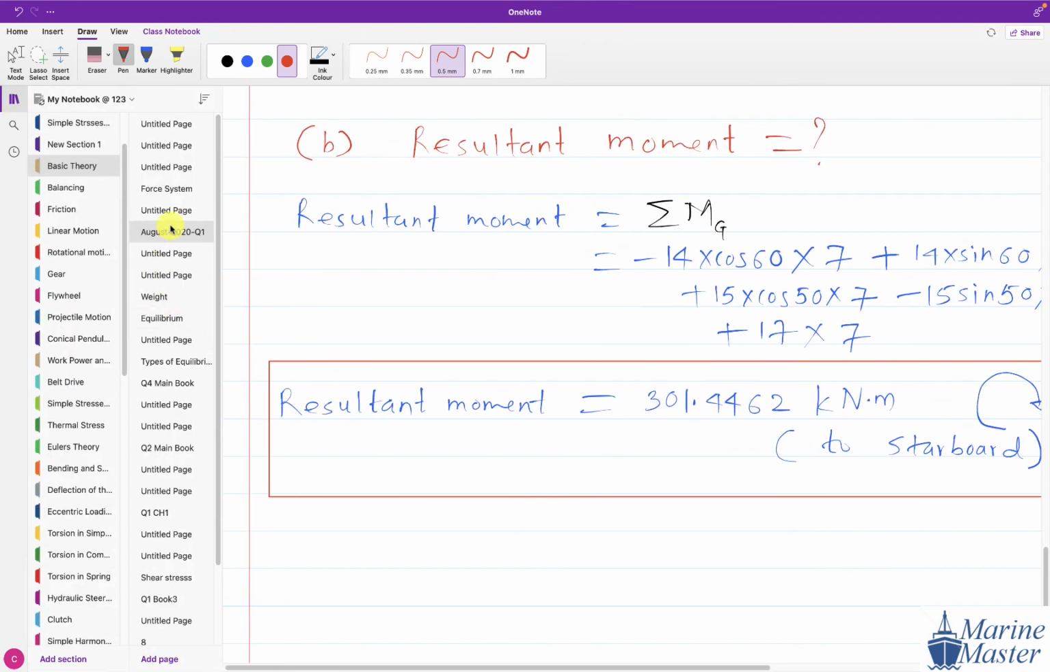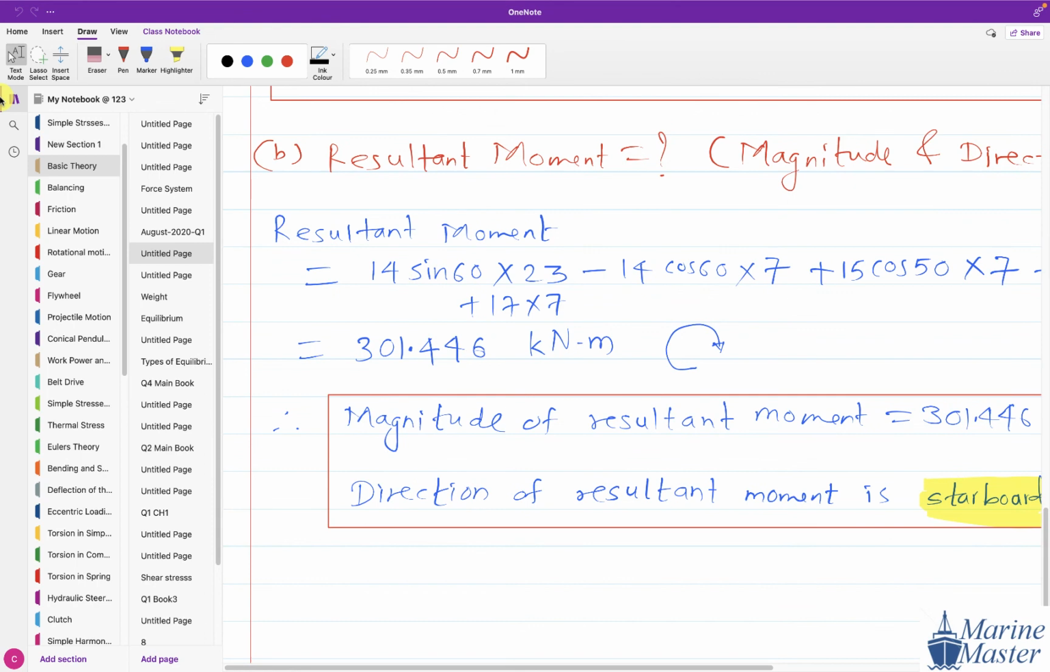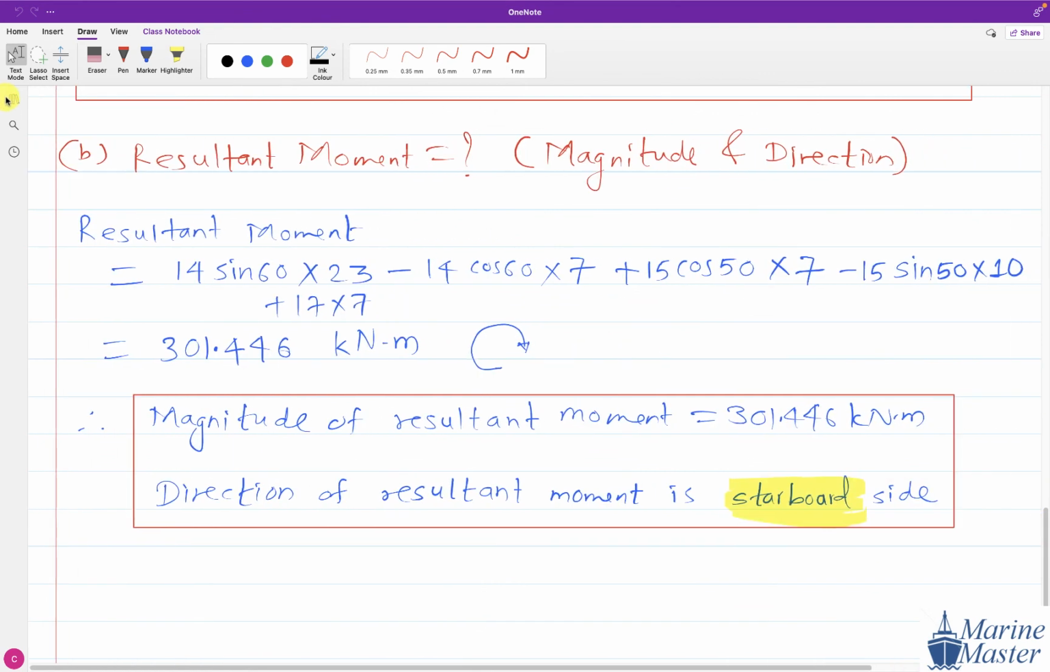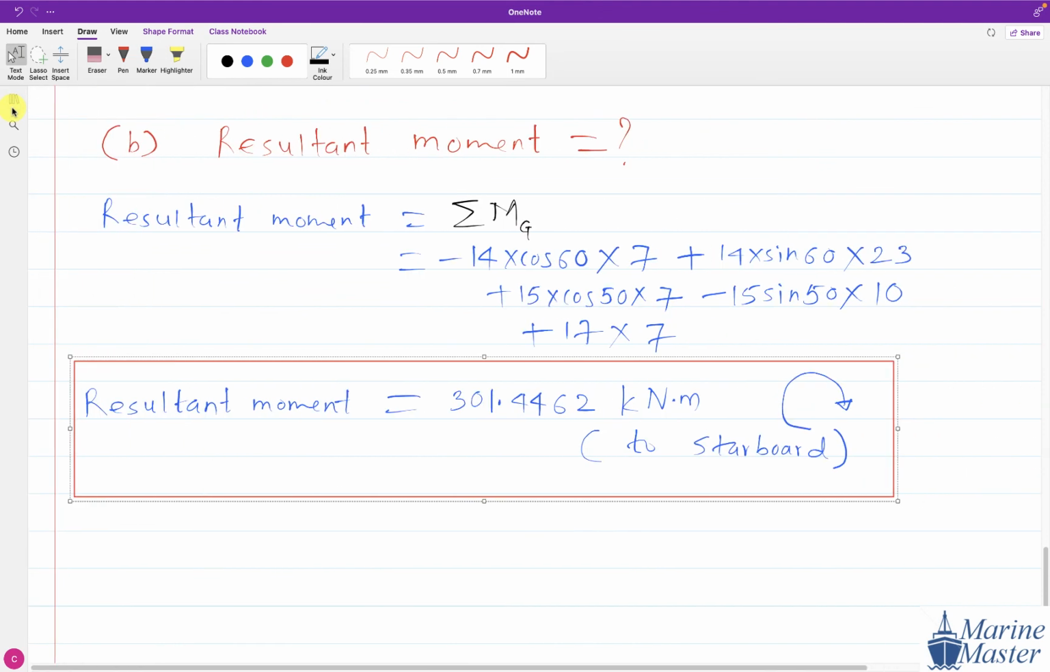One minute. So this will be the magnitude of the resultant force, and this will be the direction. Please write down this discussion.